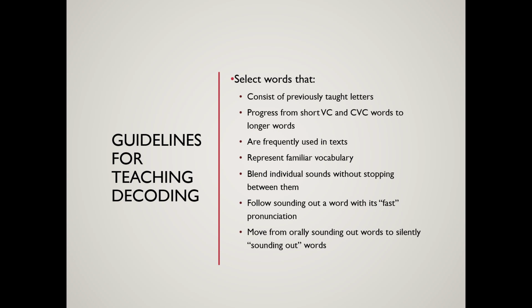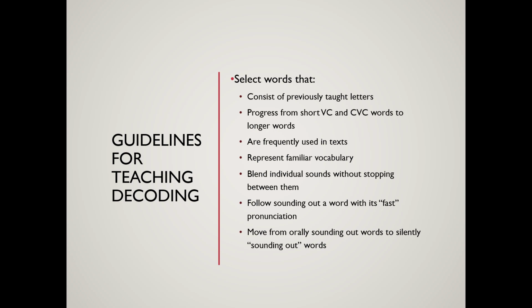Blend sounds without stopping. So earlier when we were looking at the phonetic spelling of cat, K-A-T, try to start with the whole word and then break it apart. Try not to continue asking the students to separate those sounds. We want them to get them blended quicker. And then follow sounding out a word with its fast pronunciation.